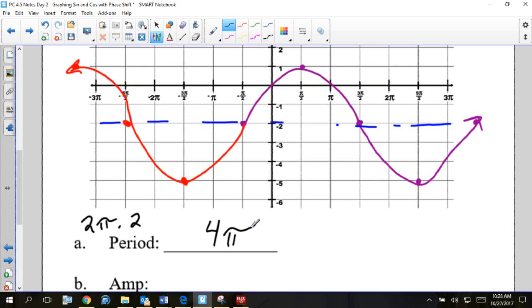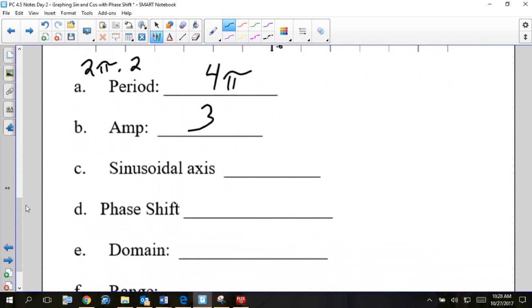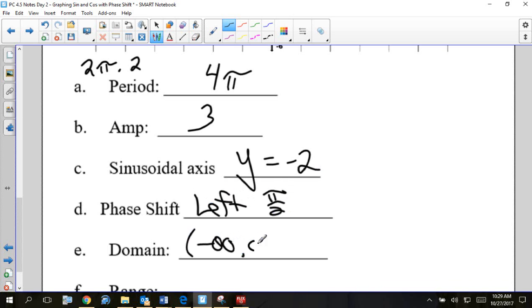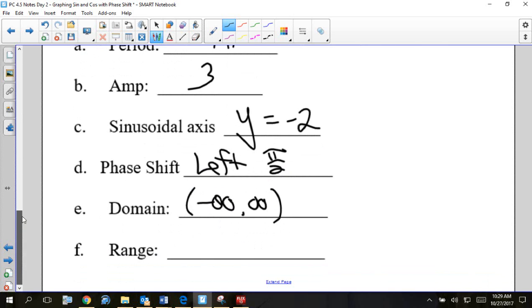Did we have an amplitude? Did we stretch our y by what number? 3. Amplitude is never negative. Sinusoidal axis is that midline. Y equals -2, and that's because we had to translate down 2. Phase shift is left pi over 2. Domain is negative infinity to positive infinity. Range is negative 5 to positive 1.